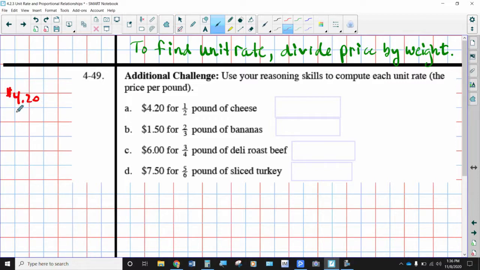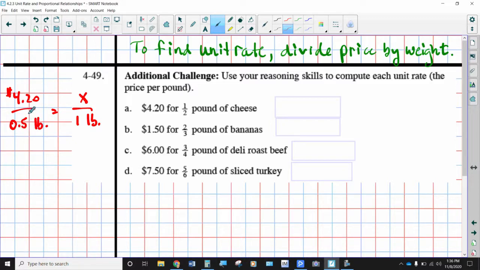$4.20 for 1/2 of a pound is going to be equal to something for 1 whole pound. You could use giant ones, or you just take this and you do the division. 4.2 divided by 1/2 would be the same as 4.2 divided by 0.5 pounds, since that's the same as 1/2.